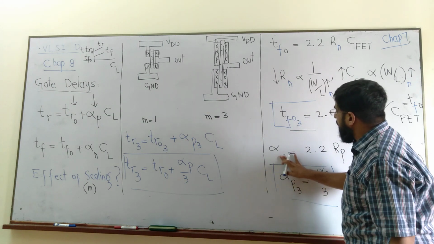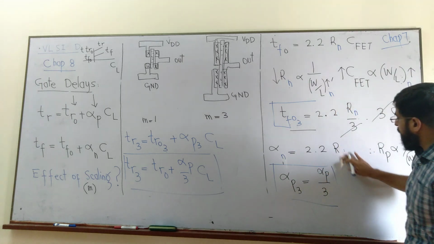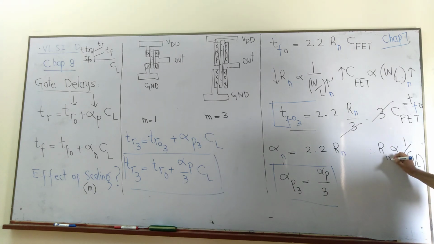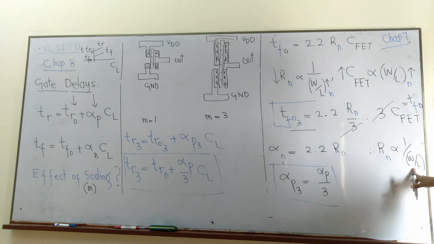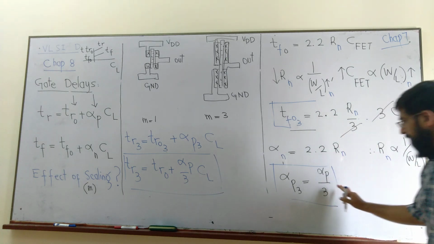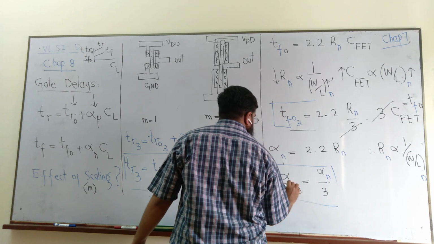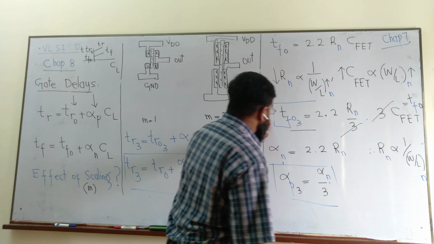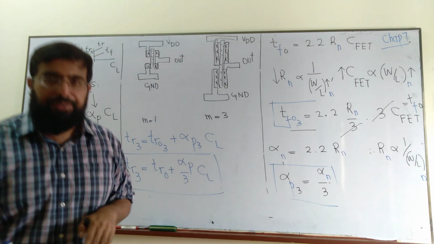What is alpha n? Alpha n is 2.2 times Rn, where Rn is inversely proportional to the aspect ratio of n. This means increasing the aspect ratio of n 3 times means decreasing Rn 3 times. So this becomes alpha n over 3. So alpha n3 is alpha n over 3. Now we have come up with TF03 and alpha n3, and we can plug these values in here to find the new fall time delay for this m equal to 3 NOT gate.